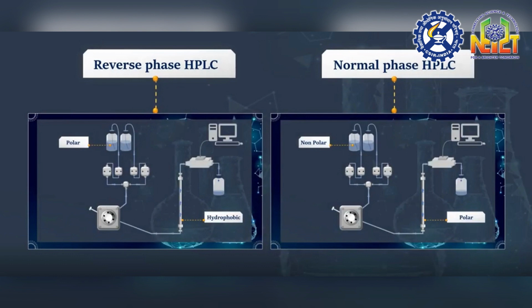Normal phase chromatography has the stationary phase, which is polar, and the mobile phase is non-polar. This method separates analytes based on their affinity to a polar stationary surface. The more polar the analytes are, the more they will be retained in the stationary phase. The more hydrophobic they are, the more they will prefer the mobile phase.